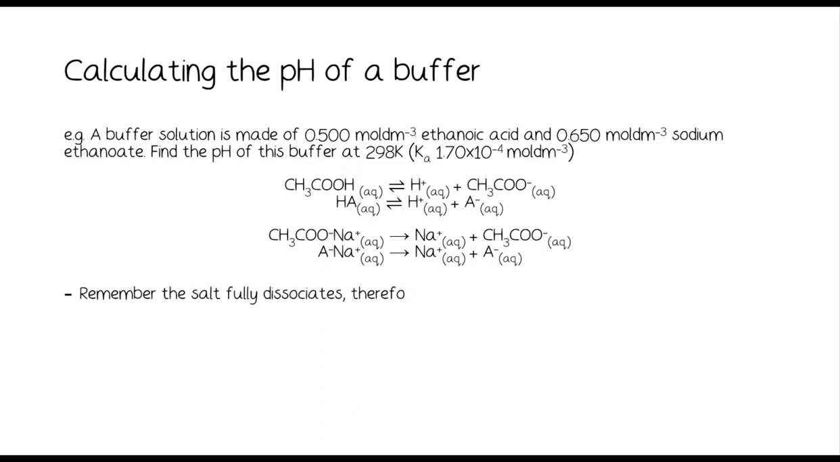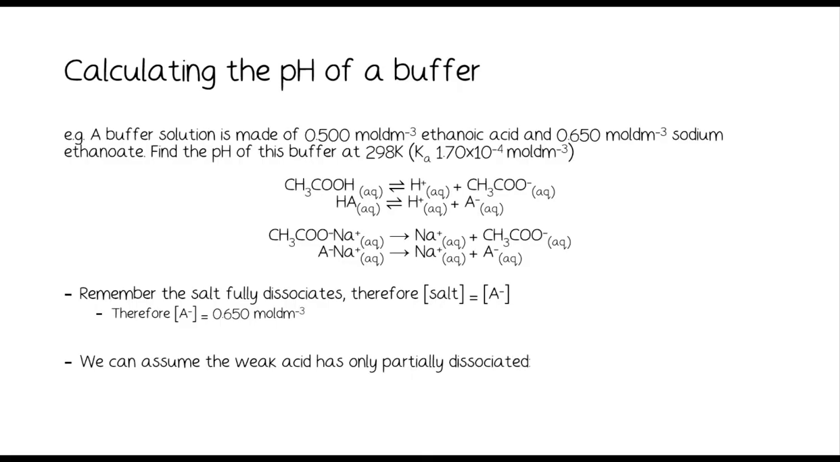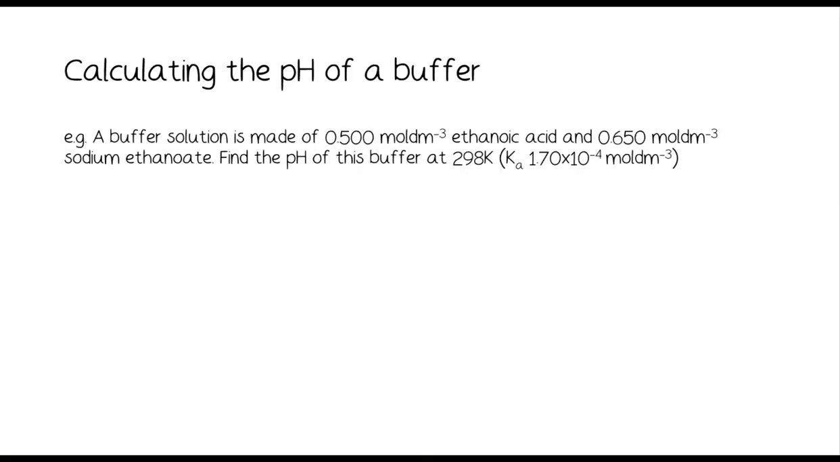Because the salt fully dissociates, the concentration of the salt equals A minus. So A minus in this example is 0.650 moles per decimeter cubed. We can assume the weak acid is only partially dissociated as well, so HA equals 0.5 moles per decimeter cubed. Because its equilibrium is so far to the left, it's barely dissociated. Because it wants us to find the pH, and this is a weak acid, we need to use Ka.